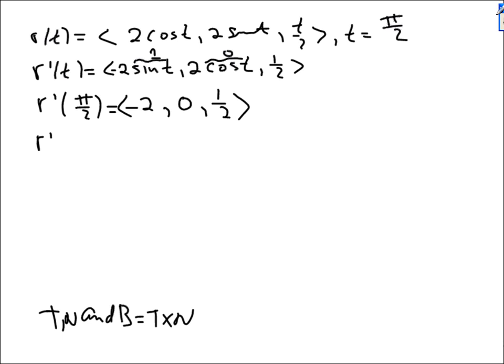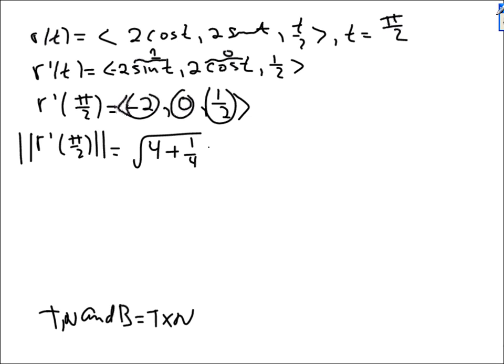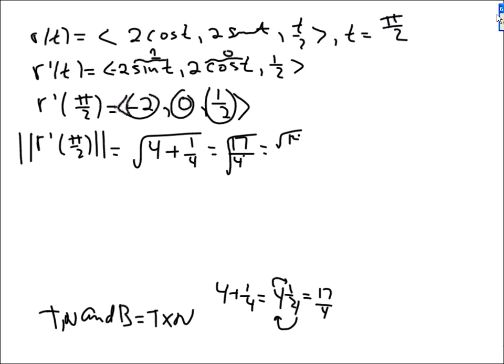So what is the length of r prime at pi over 2? Well, you square the 2, don't bother squaring the 0, plus you square 1/2, which is 1/4. But 4 plus 1/4 is 4 1/4. It's 17 quarters. 4 times 4 plus 1, 17 quarters. Square root of that. I do not know the square root of 17, but I certainly know the square root of 4.